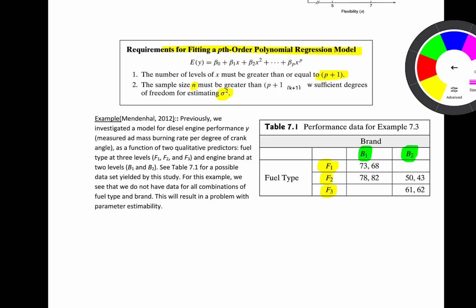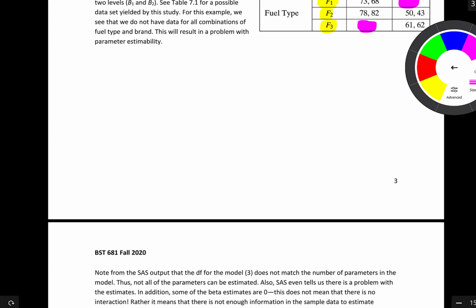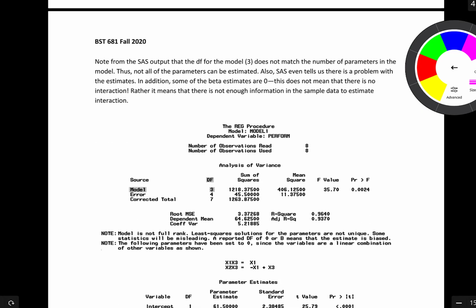And notice that we don't have any data here and we don't have any data here. In other words, we don't have data for fuel type 3 brand 1 or fuel type 1 brand 2. So for this example, we can see that we don't have data for all combinations of fuel type and brand. This is actually going to result in a problem with parameter estimability. So for example, we can look at the SAS output, and the SAS output for the degrees of freedom of model 3 does not match the number of parameters.